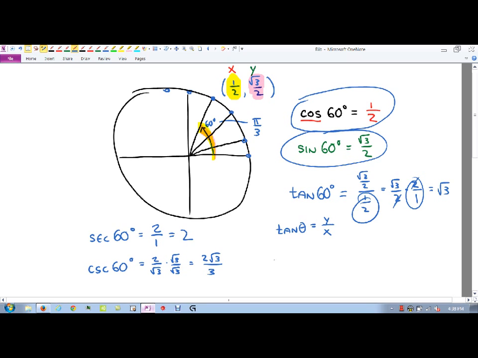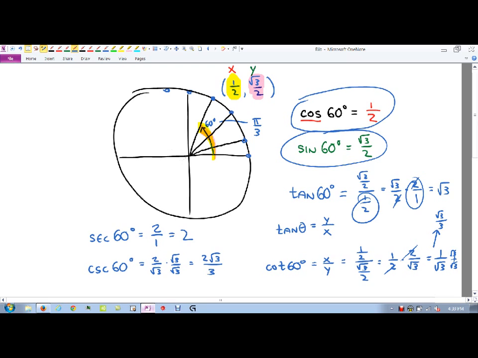And then I could do cotangent, last one, 60 degrees. That's x over y. So that's 1/2 over root 3 over 2, which again is 1/2 times 2 over root 3. The 2's cancel. I get 1 over root 3. Rationalizing, I multiply top and bottom by root 3 here, and you get root 3 over 3. Anyways, that's how you can find the 6 trig functions for any angle on the unit circle.